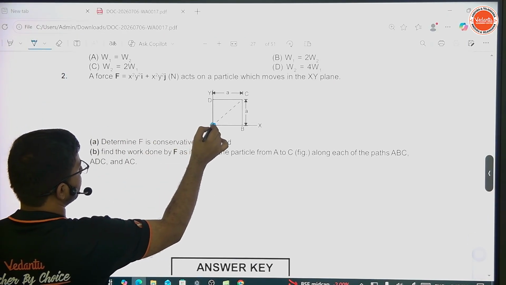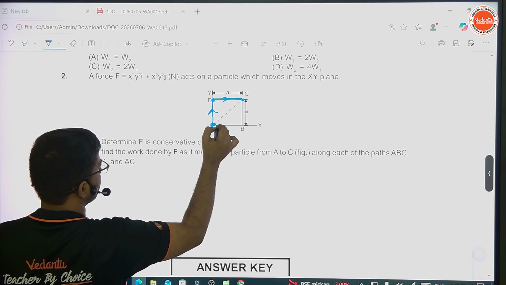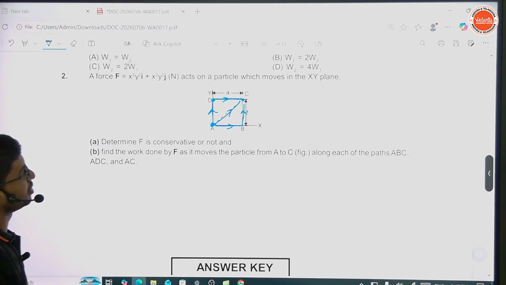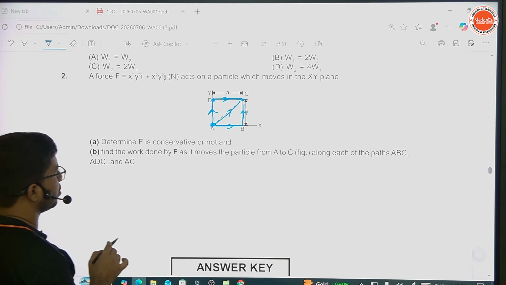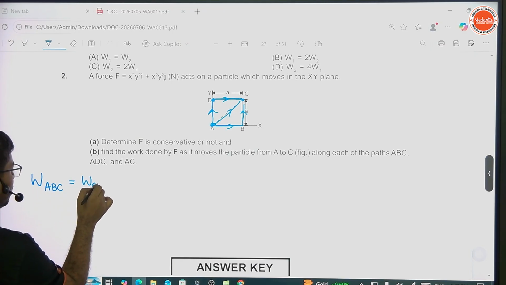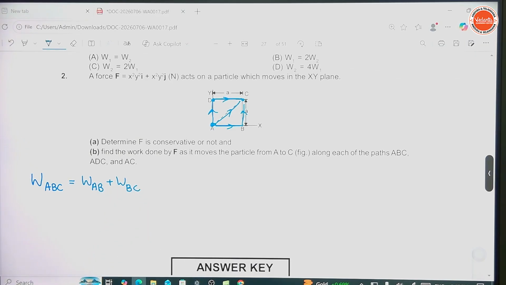So from A, D, C, this is one path. Then AC is another path, and then the other one is your ABC. Is the force constant over here or varying? It is varying, right? Okay, fine, agreed. Now let us look at the work done along the path A, B, C, which is the work done along AB plus the work done along BC.